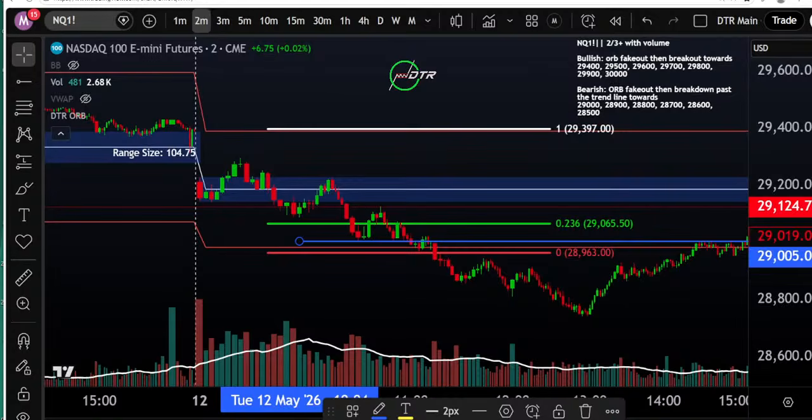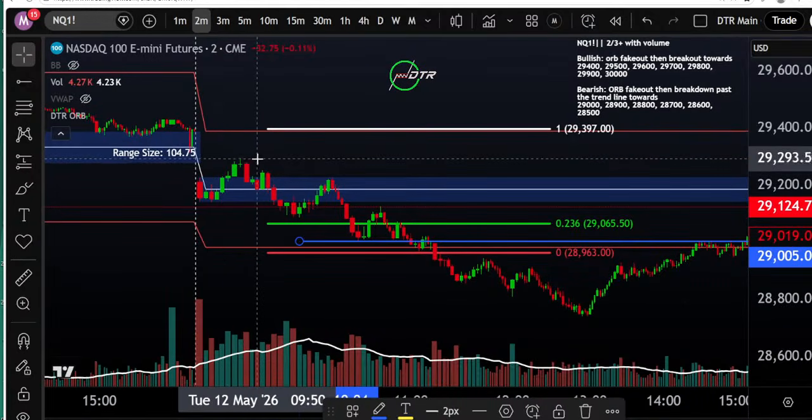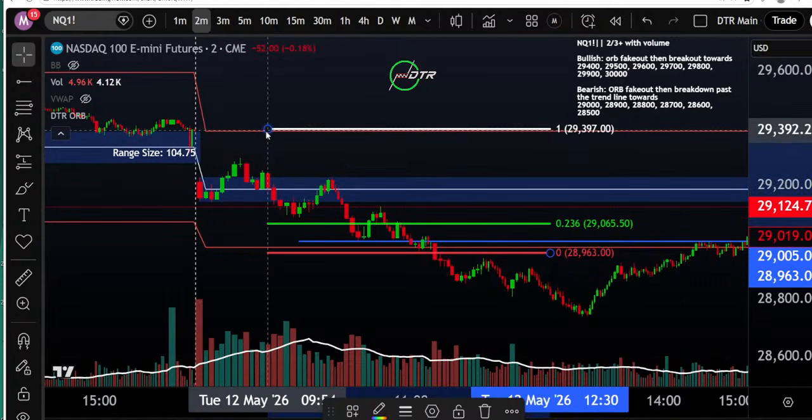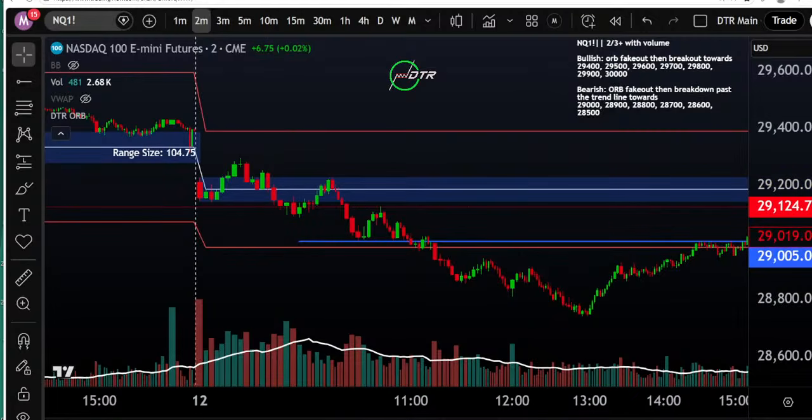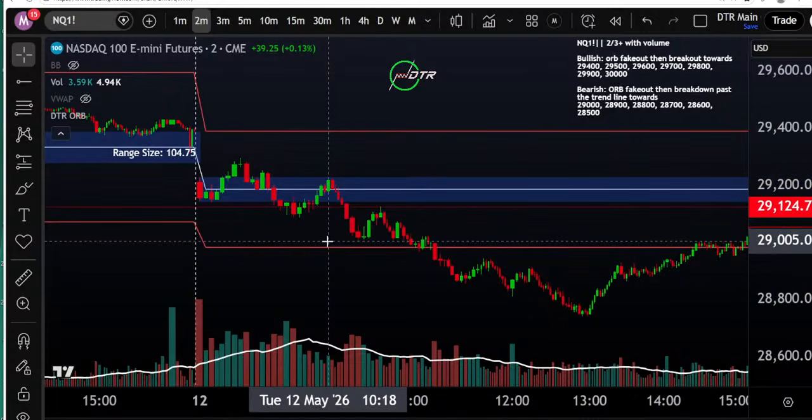So I've got 3 setup triggers. A breakout through the opening range, so a breakout through the blue box, a breakout above high of day, or a reversal away from low of day or high of day. So to the upside you have a breakout through the opening range, breakout through high of day, or a reversal. To the downside, breakout through the opening range low, breakout through low of day, or a reversal above high of day.